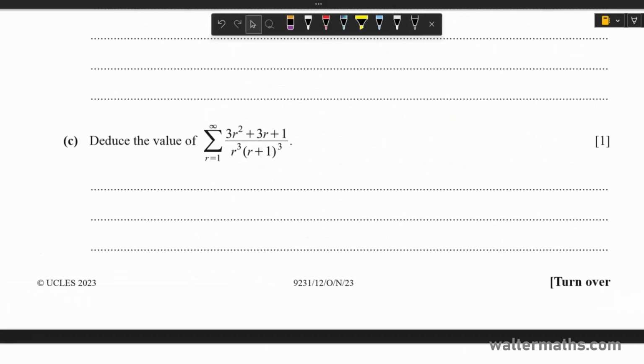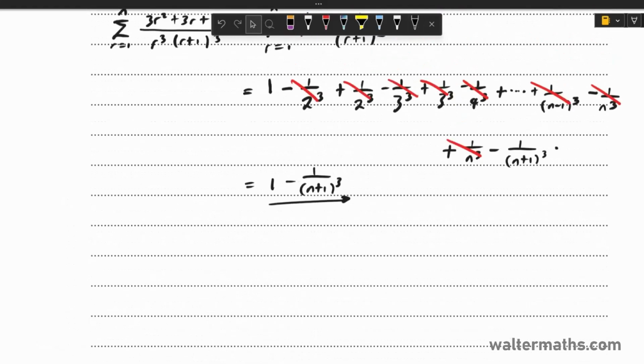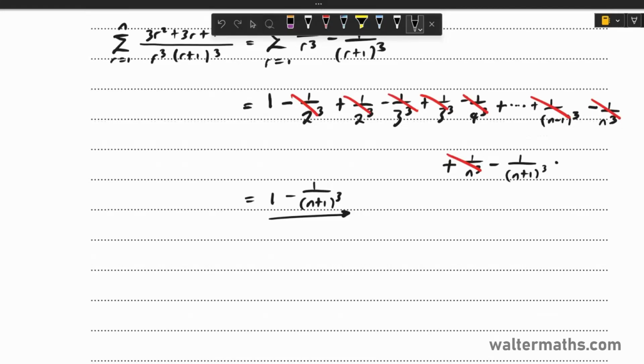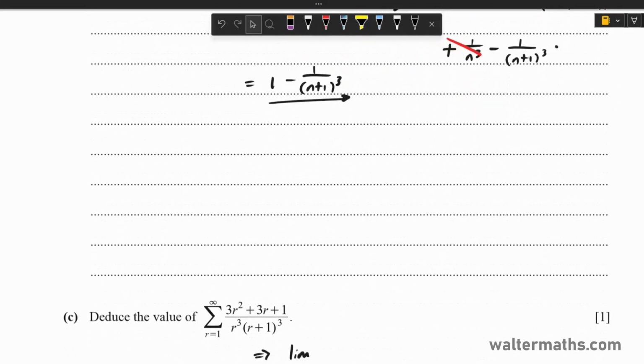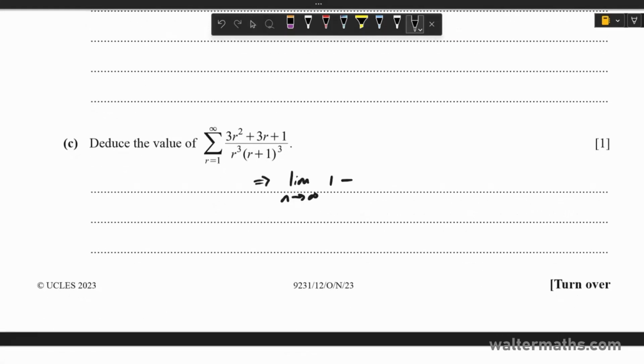Let's move on to part C. Part C says, deduce the sum to infinity of this. So we are saying that this sum to infinity is the same as the limit as n approaches infinity of, since we've gotten the sum to n to be this, so we are looking for its sum to infinity. So that's basically 1 minus 1 over n plus 1 cubed. So we are looking for the limit to infinity of this.